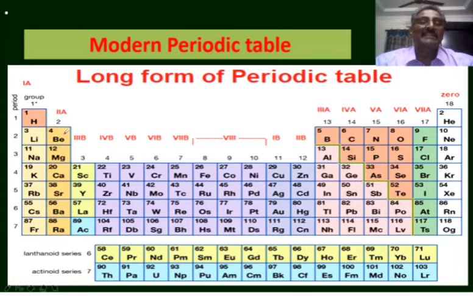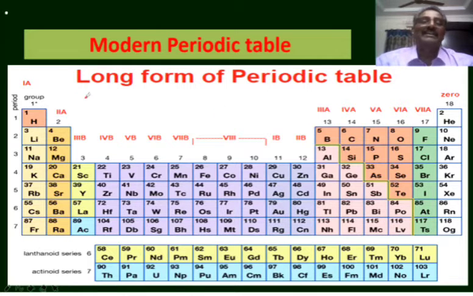In the same way, in the second group, 4 plus 8 is 12, 12 plus 8 is 20, 20 plus 18 is 38, 38 plus 18 is 56, 56 plus 32 is 88. In the same way, in the last group, that is in the 18th group or 0 group, 2 plus 8 is 10, plus 8 is 18, plus 18 is 36, plus 18 is 54, plus 32 is 86, plus 32 is 118.